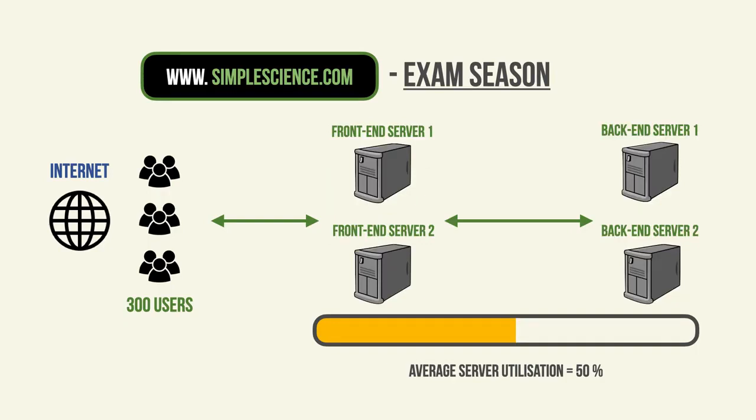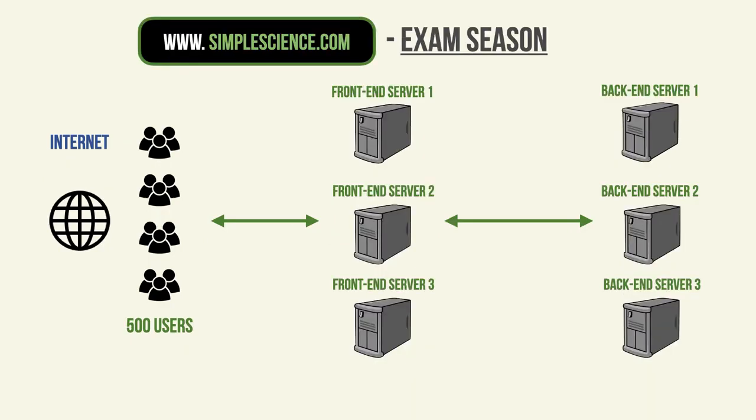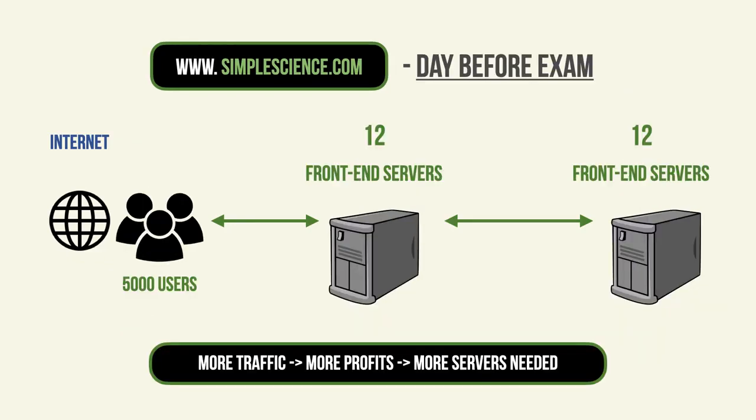Now exam season finally hits. Now you start to experience huge surges in traffic, prompting you to have to buy more and more servers. So it seems like business is surging. You're getting more traffic. You're able to scale out by buying more and more servers from the provider.